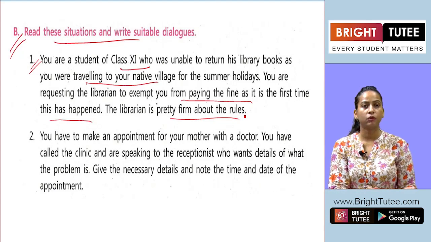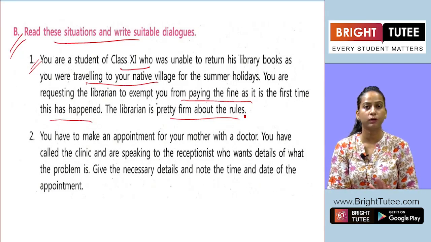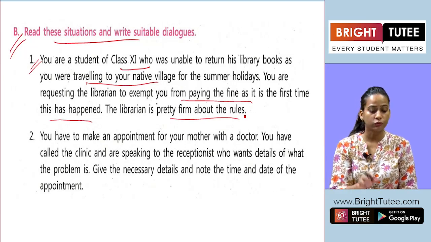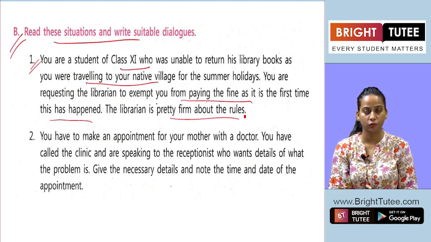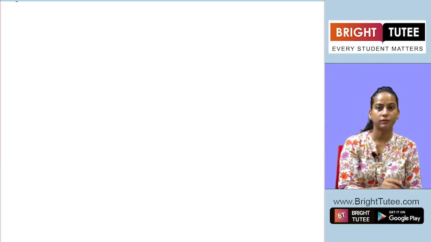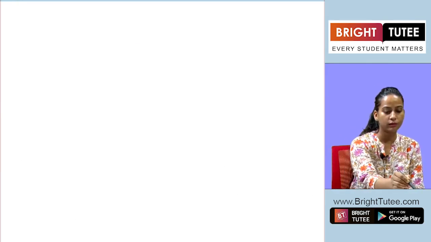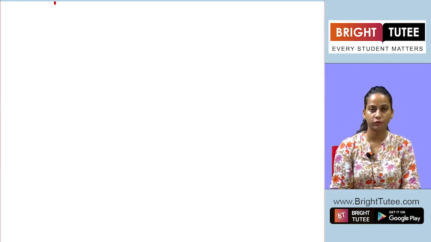So, here the conversation is going to be, firstly you need to recognize between whom the conversation is going to be. Through this situation we have got to know that the conversation is between the librarian and a student. Here we are going to write the dialogue or the conversation in direct speech. So, how it can be: the statement of the student and the librarian.